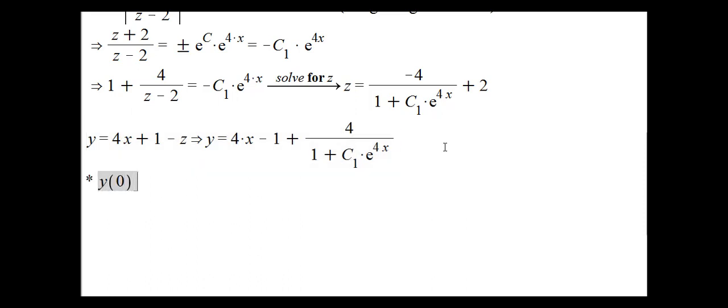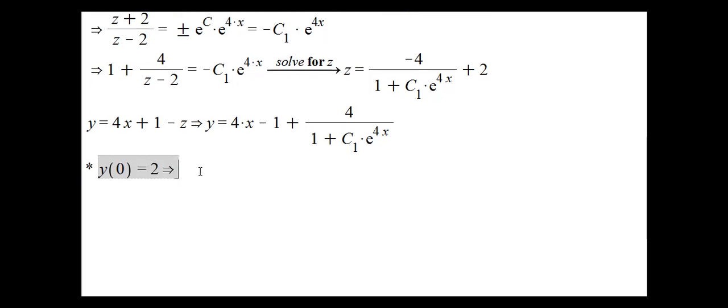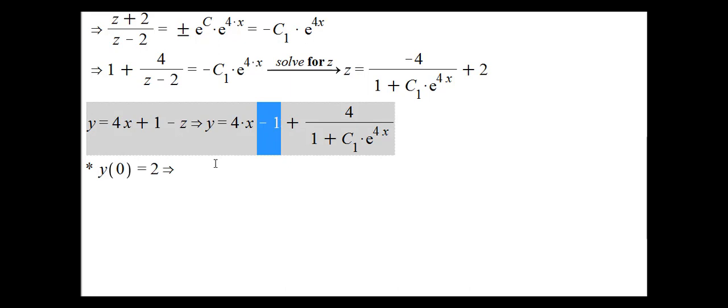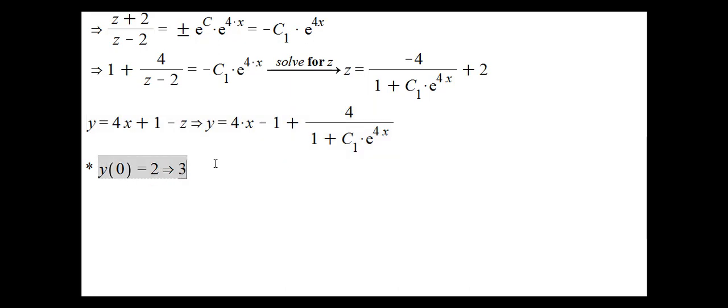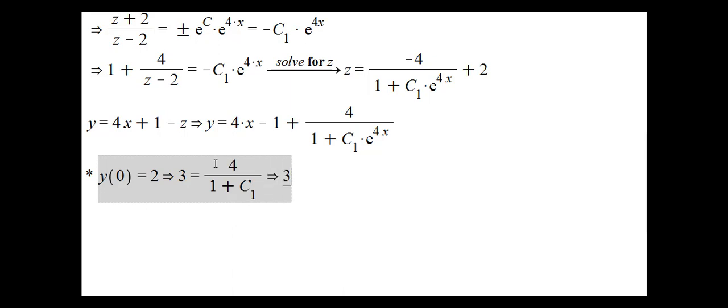The initial value gives us c1. Now plug in here. You have 2 plus 1 is 3, right? So 3 is 4 over 1 plus c1. So 3 plus 3 c1 is 4. So c1 is 1 over 3.